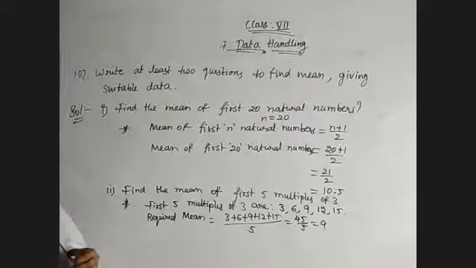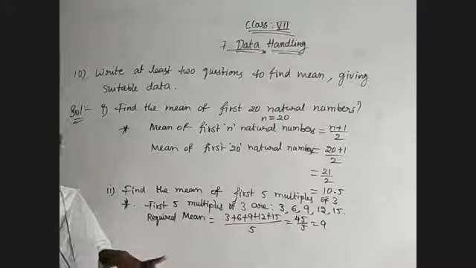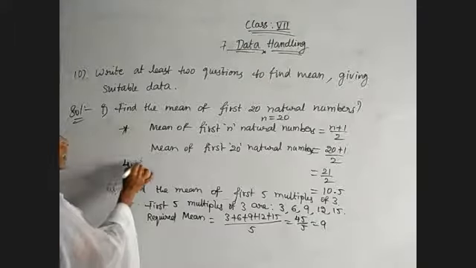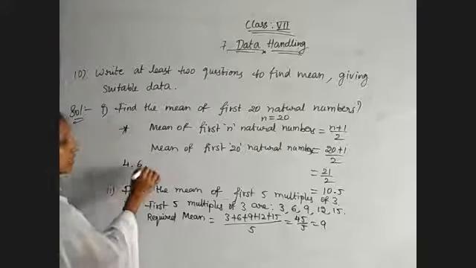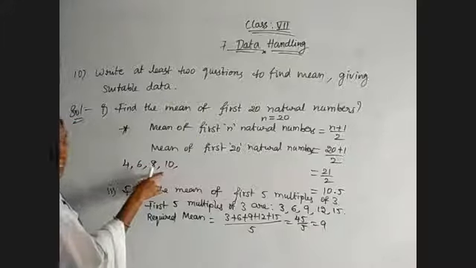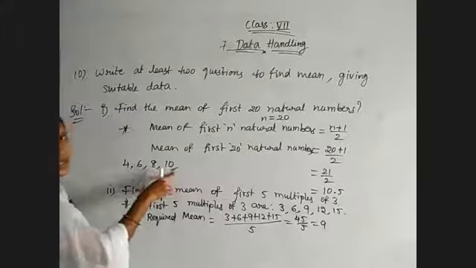Next, if they are asking for the first 4 composite numbers. Composite numbers: 4 is the first composite number, 6 is the second, 8, 10. First 4 composite numbers are these. So find out the mean of these 4 composite numbers.